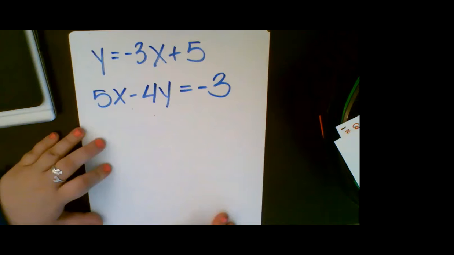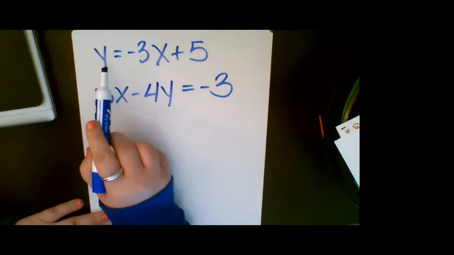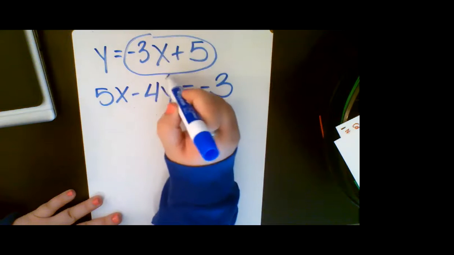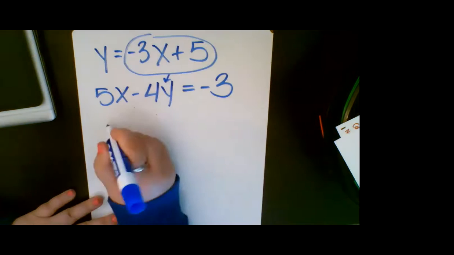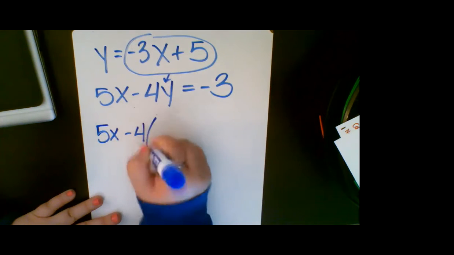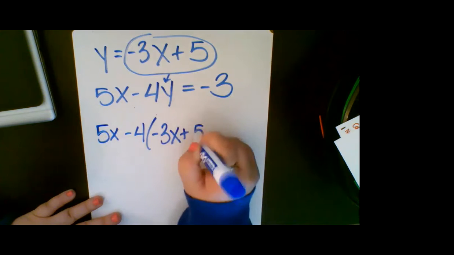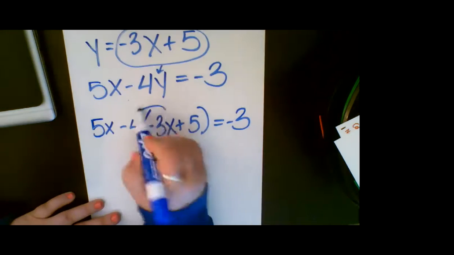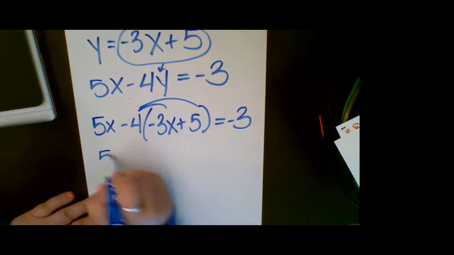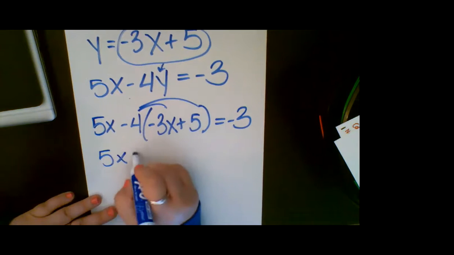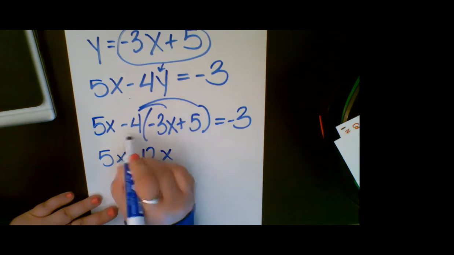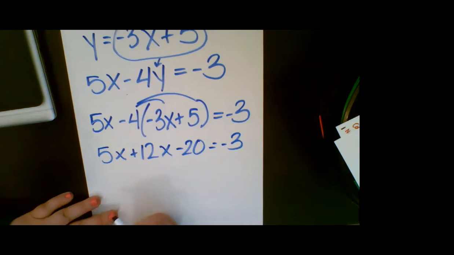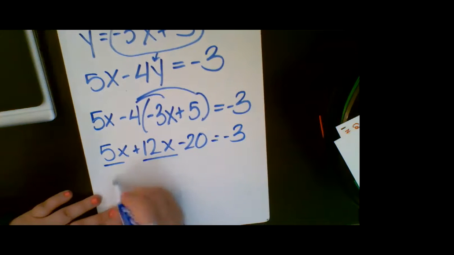We don't have to get a letter by itself in this example either, because there's already one by itself. Y is by itself. So we're going to take what y is equal to and replace y with it. 5x minus 4, plug in for y, equals negative 3. Same process, we're going to distribute. Negative 4 times negative 3x is positive 12x. Negative 4 times positive 5 is negative 20. We got like terms right here. That's 17x.